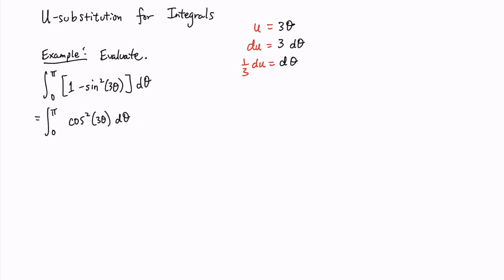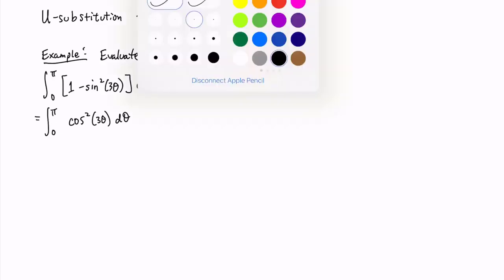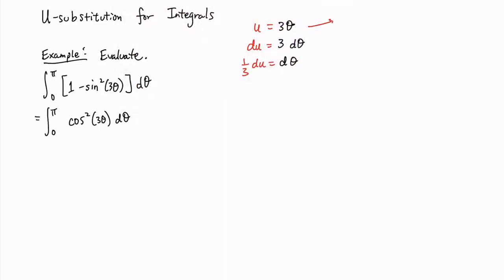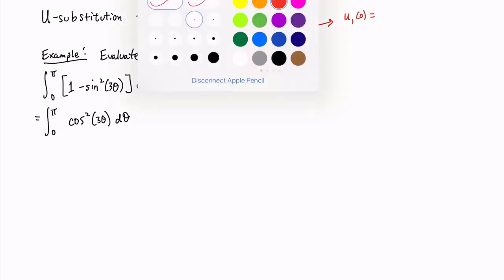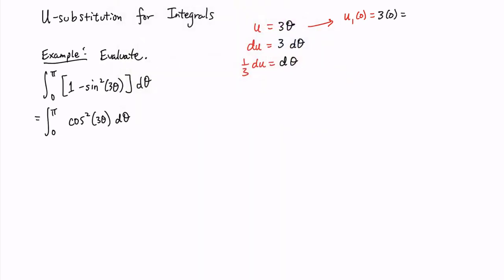And let's see what this looks like. Wait, hang on. We have thetas, and our thetas need to be converted to u's. So why don't we do that? Why don't we find u1 of 0. So what would u sub 1 be? It's going to be equal to 3 times 0, and of course, that's 0. And let's find u2 of pi. And that's going to be what? 3 times pi. And of course, that is going to be 3 pi.